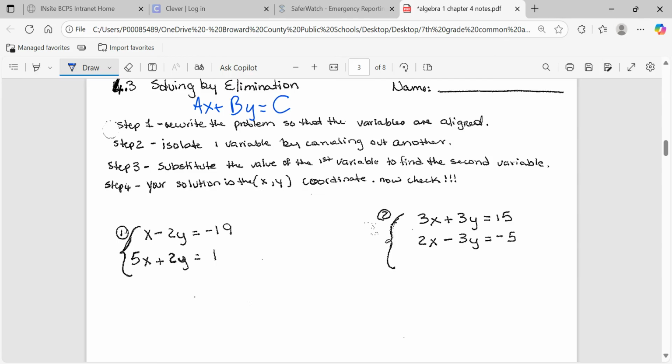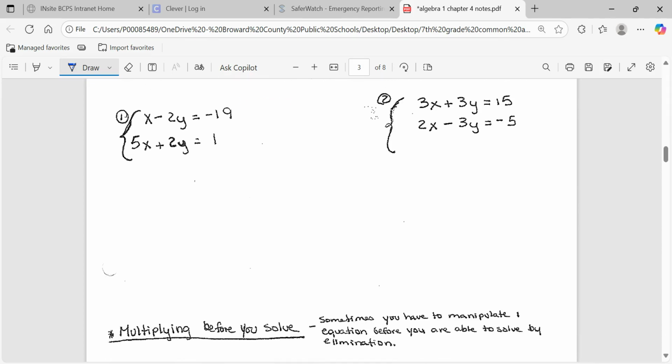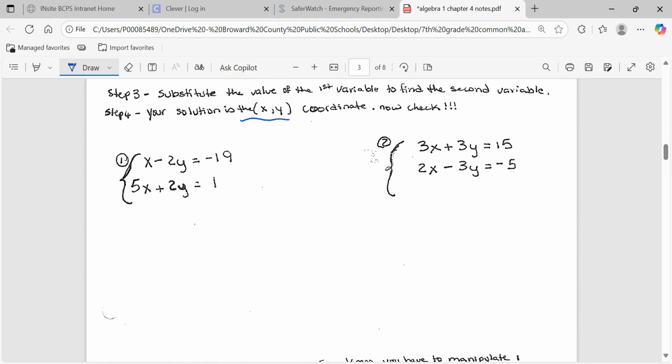Our goal is to isolate a variable by canceling out one another, or eliminating a variable, and then substituting it to find the actual second variable. Remember, your solution must be an x, y coordinate, and then you can check. So let's look at number one.